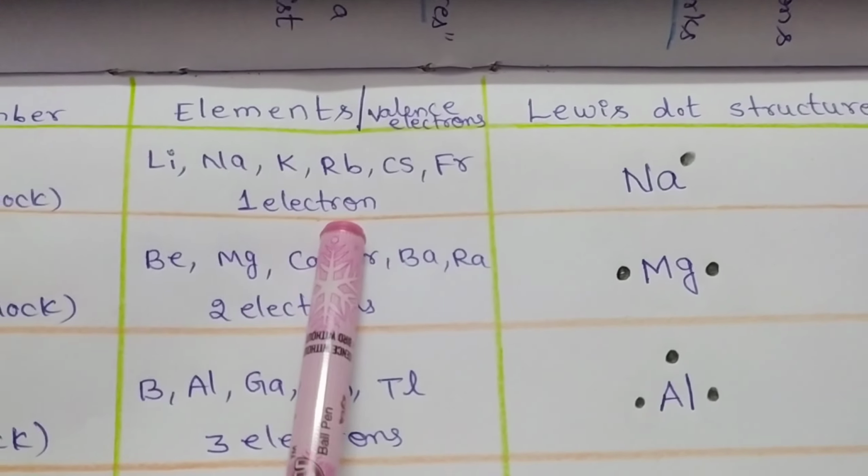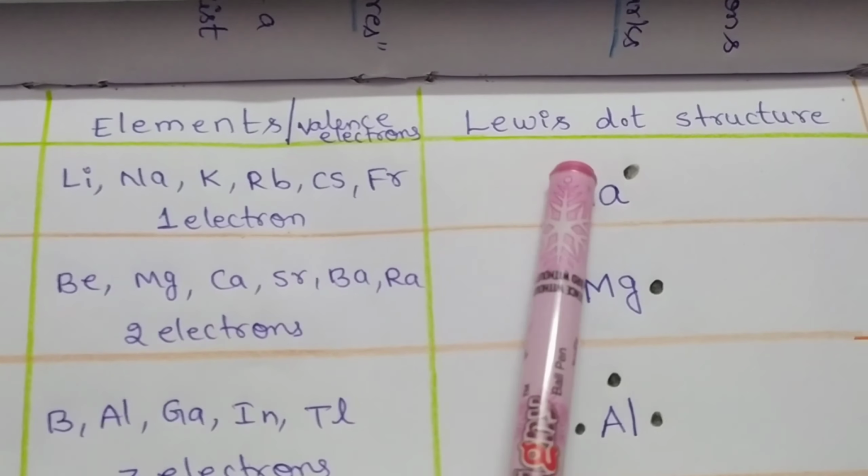Now we can represent this in terms of Lewis dot structure. We can take one example here, that is the sodium element. Sodium contains one valence electron, so we can put one dot on the top of the sodium atom. According to the Lewis cross structure, we can put one cross symbol on the top of the sodium atom. This indicates that sodium contains one valence electron.